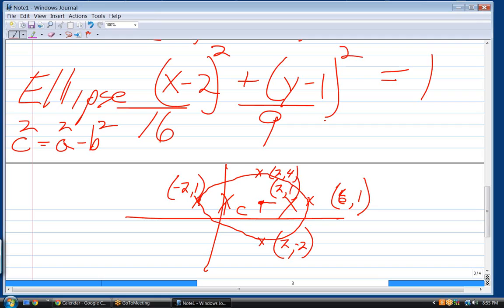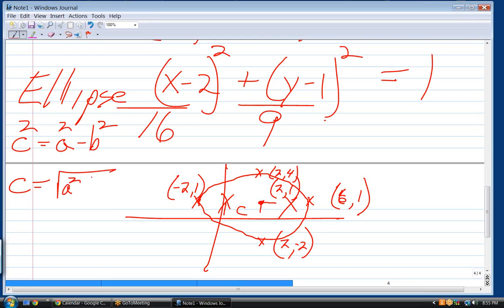So what would C be in our example here, where we have an A of 4 and a B of 3? In other words, C is the square root of these. So C is going to be plus or minus square root of 7. Good. Because in order to solve for C, you have to take the square root of both sides, which gives you plus or minus the square root of A squared minus B squared, which gives you plus or minus the square root of 16 minus 9.